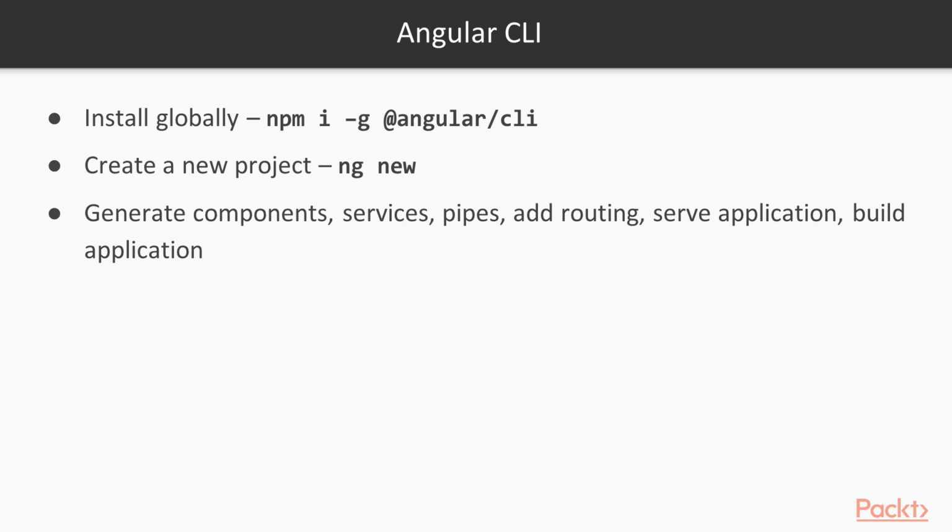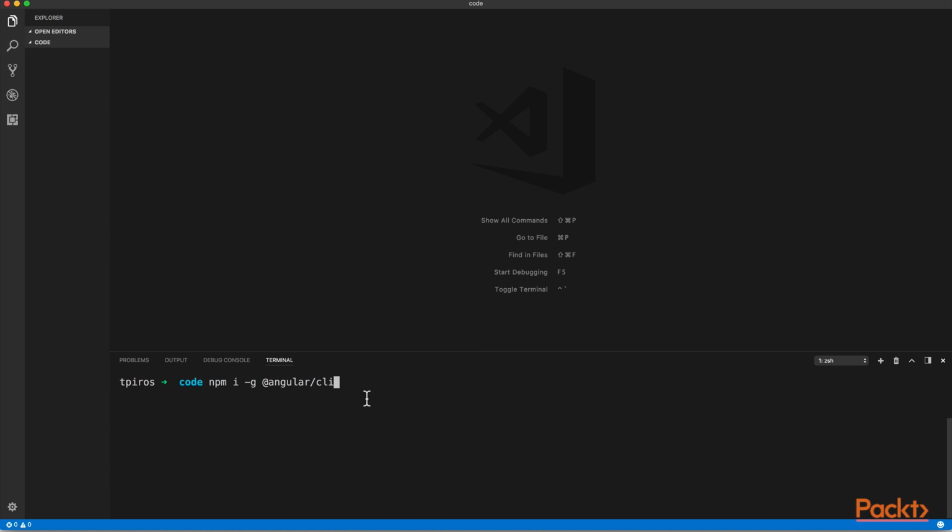Once it's installed, we can start a new project by typing in ng new followed by the name of the project. This command will automatically install all the dependencies that we need in order to get started with our Angular application, plus it will also set up tests for us. So let's go ahead and work on creating our first Angular application. The first thing that I'm going to do is to make sure that I have the Angular CLI installed globally from npm.